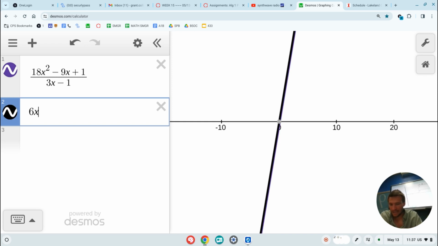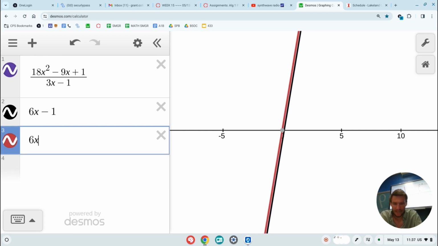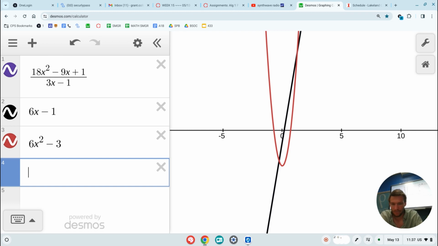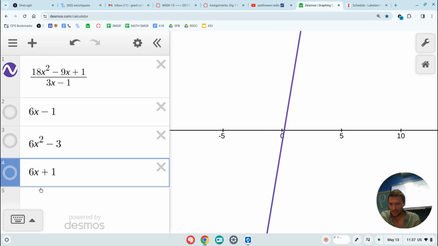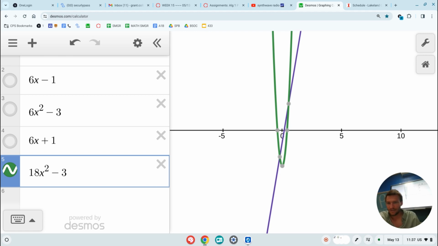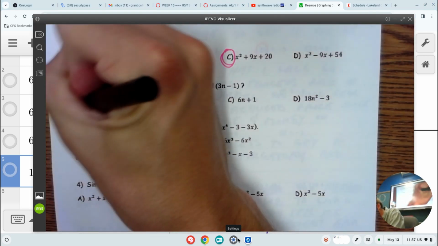The first one, 6x minus 1. I think is that a match already? I think letter A is the match. That happens because I'm pretty sure it's 6x squared minus 3. B looks terrible. 6x plus 1, again, that's not a match either. So C looks terrible. And D, 18x squared minus 3 also looks terrible. All right, A is the answer. That one was short and easy.